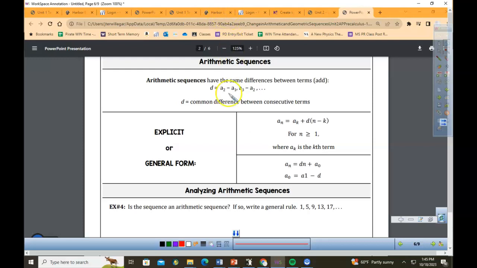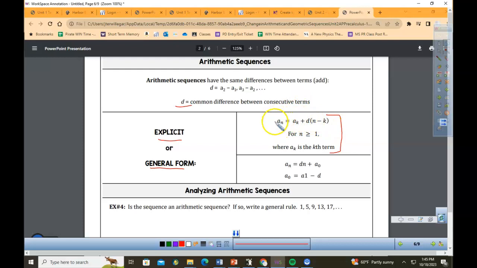So this one, we're going to find a common difference between each term and treat that kind of like our slope. Okay? And then we're going to come up with our explicit, aka general form. That's going to look like this. I know it looks scary, but I assure you it's not.